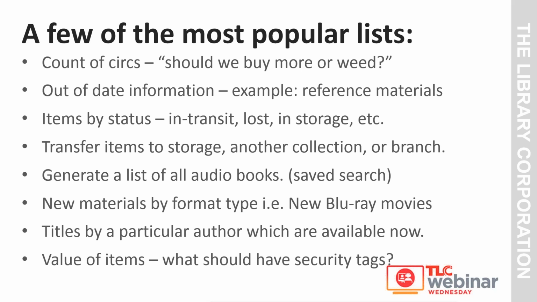We're also going to take a look at item availability by a particular author, or items that have been recently added that you'd like to generate a list for. And then lastly, we'll take a look at the value of items or collections.